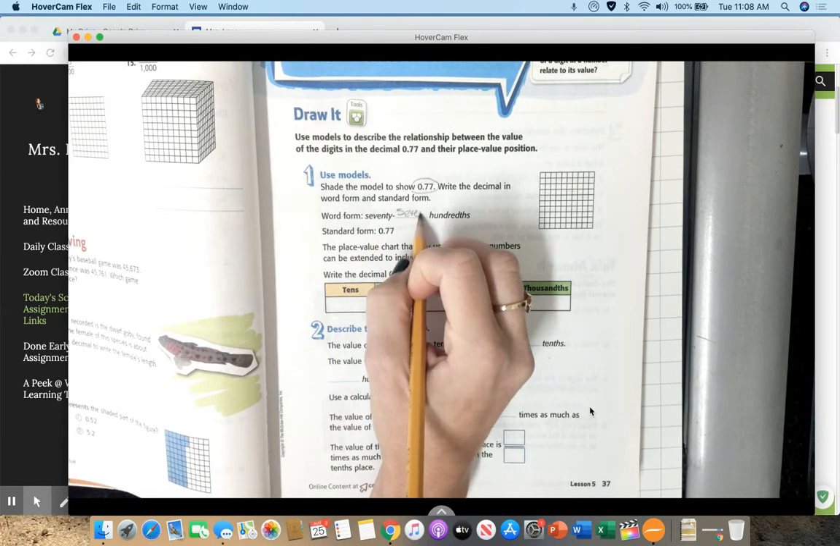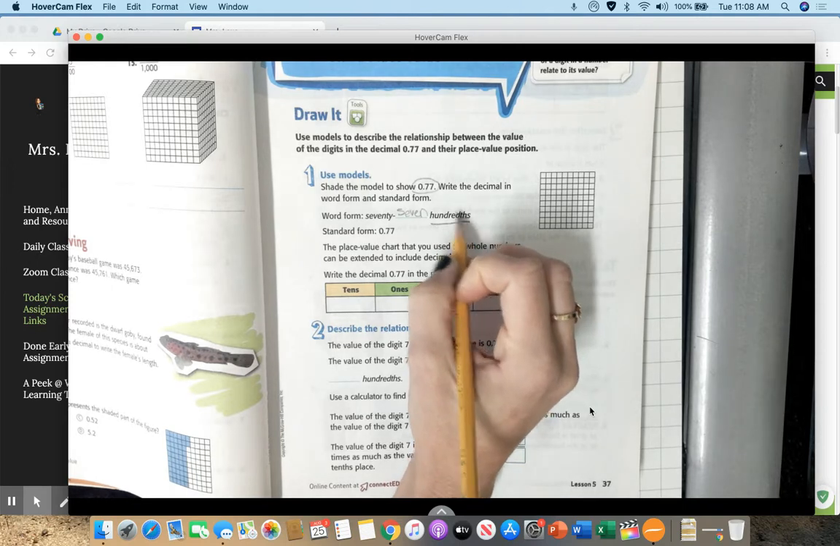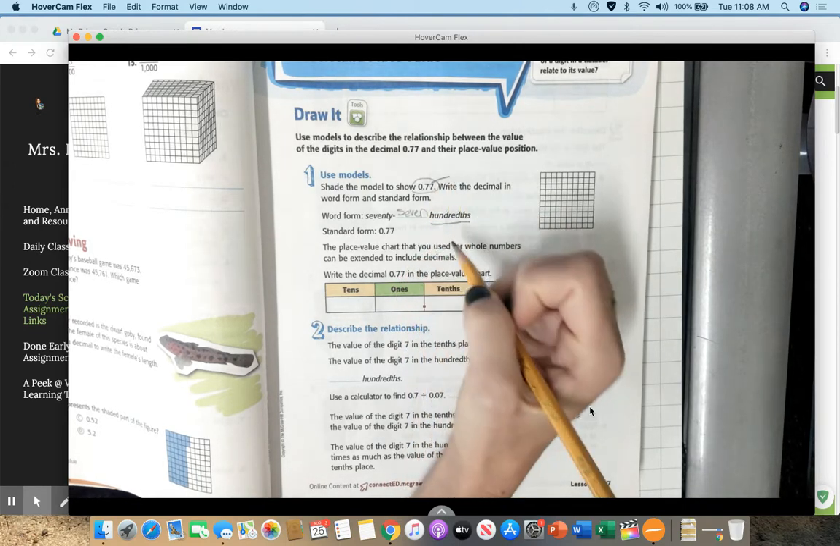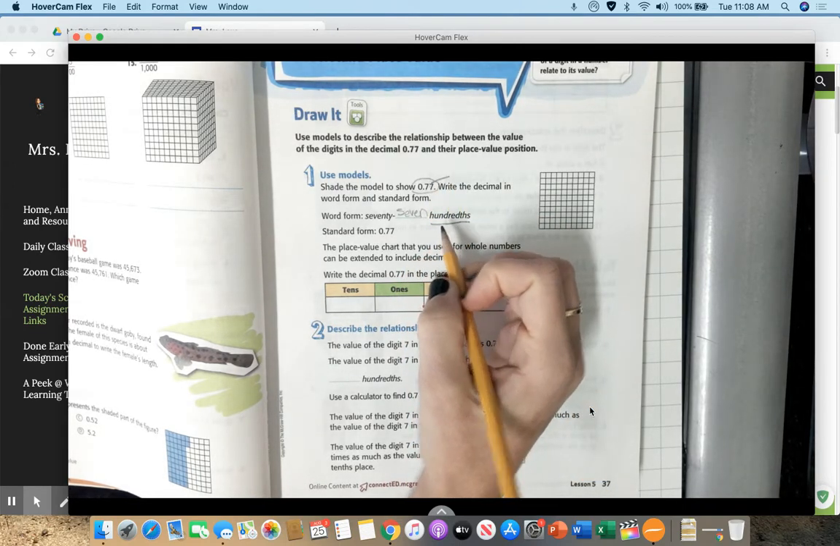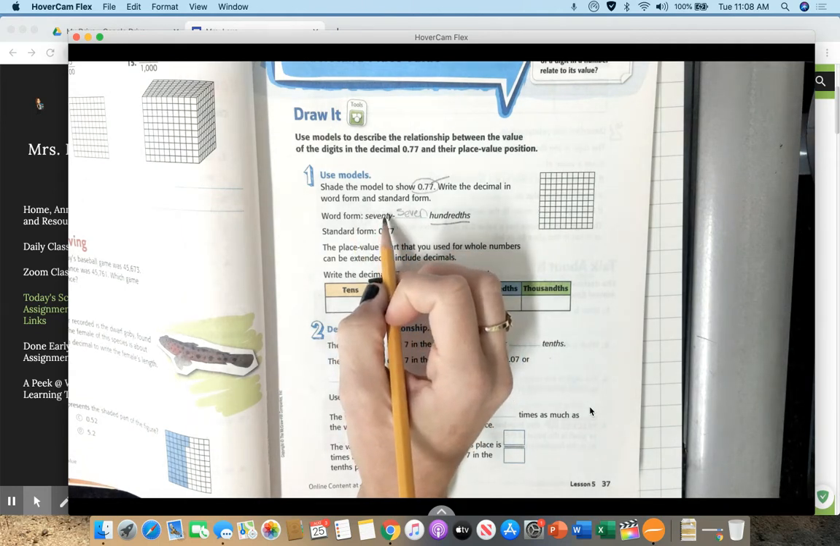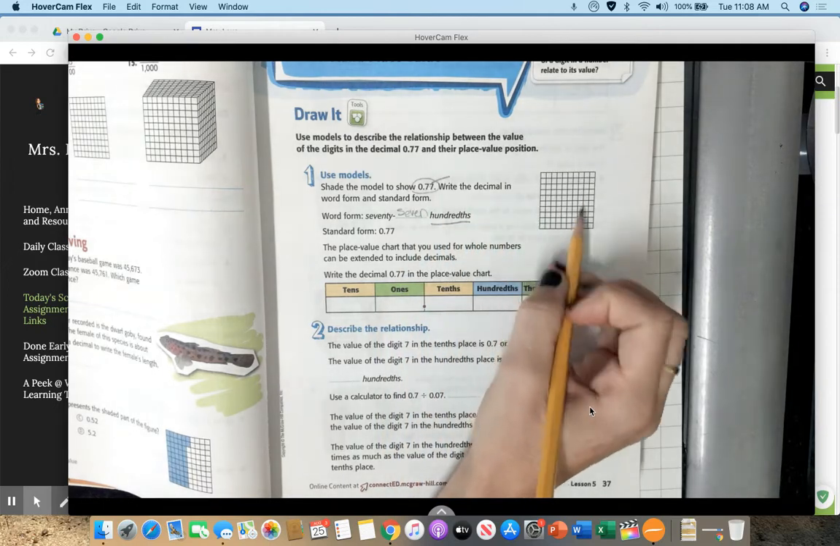77 hundredths. Why is it hundredths? Because this 7 is sitting in the hundredths place. So here it is in word form, 77 hundredths. Here it is in standard form. But now they want me to go shade it.